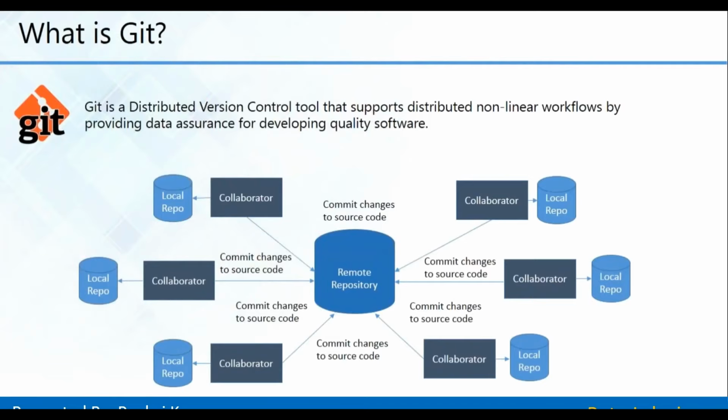Now, what is Git? Git is a version control system. What is the meaning of version control system? It means we are now working in a distributed environment, in a non-linear workflow, providing different data assurance for developing quality software. See, I'm on one system, and I can work on one part. And once my part is completed, I can commit my changes and store our project centrally. Similarly, a number of people can work on the same project, and they can store their tasks, they store their code centrally.